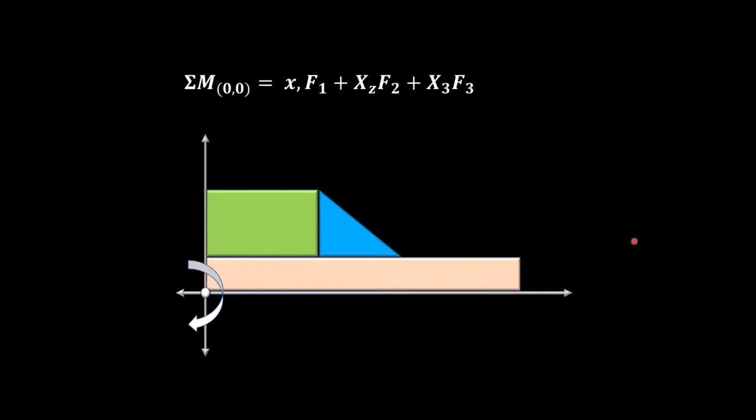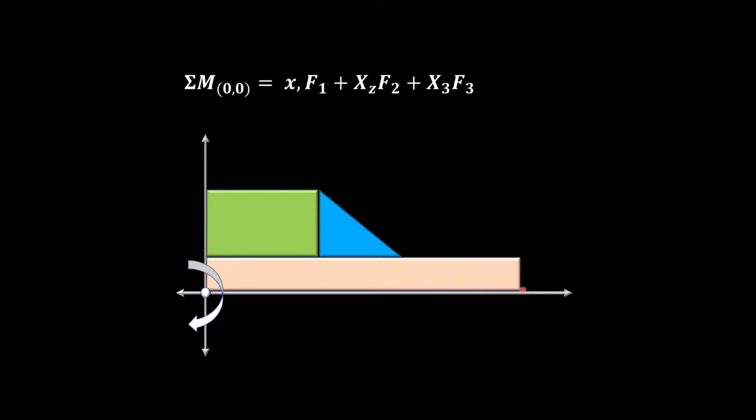Let's pick a point, and you can pick whatever point to take the moment around you want. It doesn't end up mattering, but let's define our coordinate system. So our object is kind of sitting over here with the corner on the origin, and we're going to take the rotational tendencies around the origin.